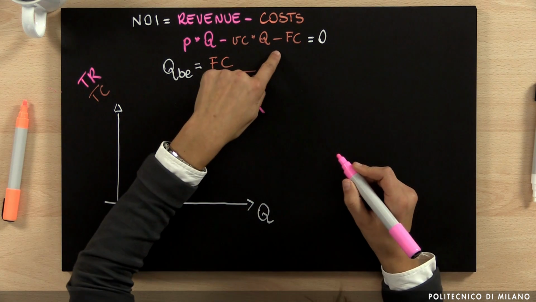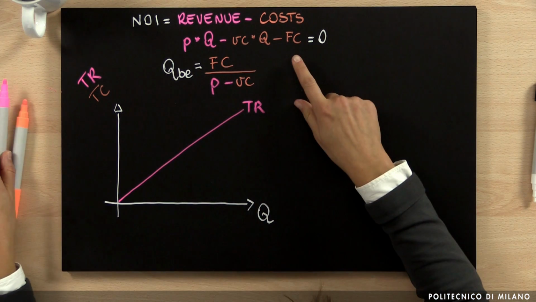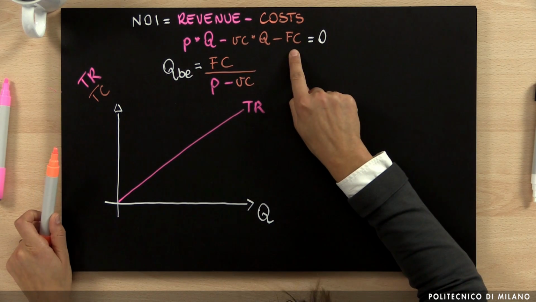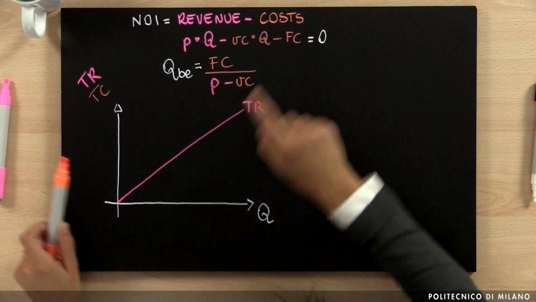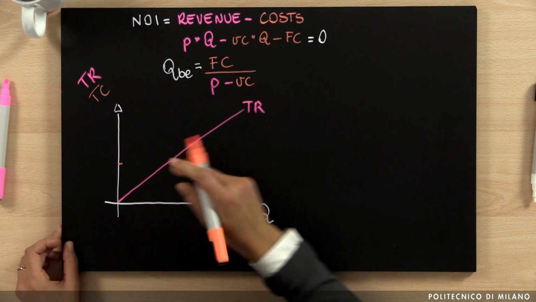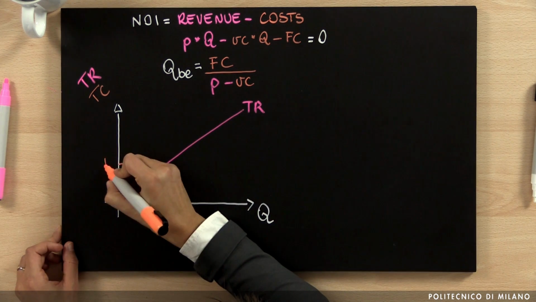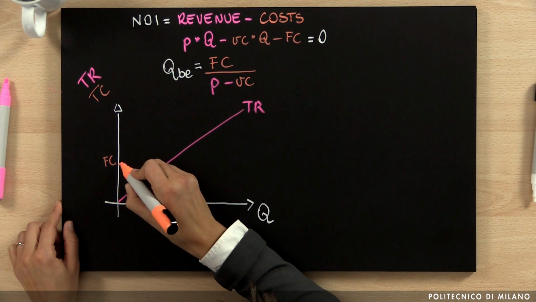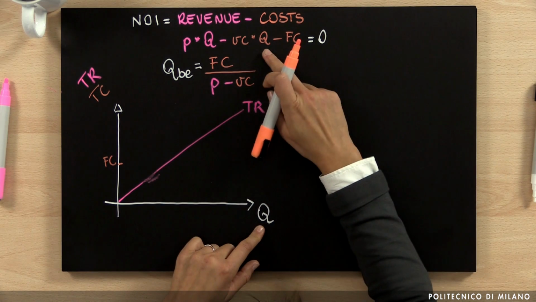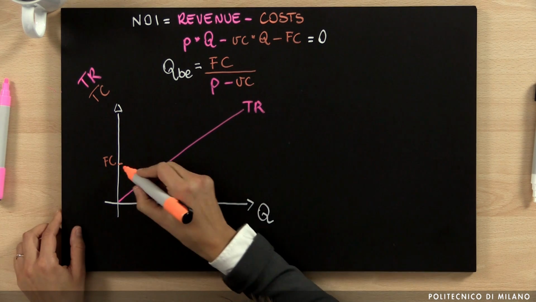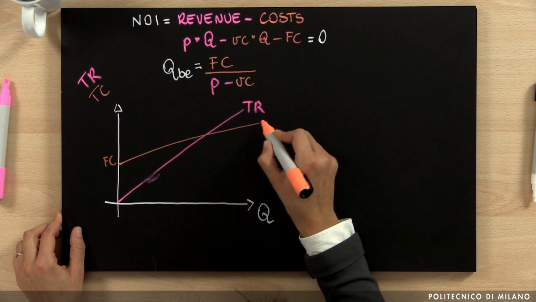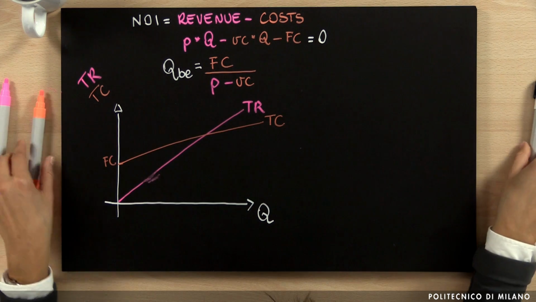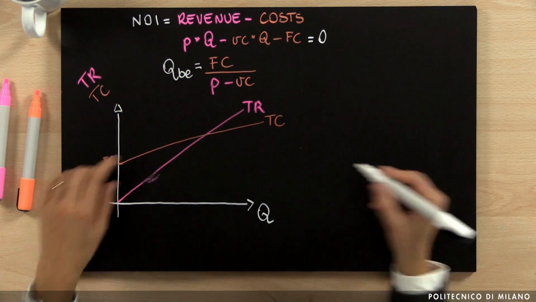We need to do the same with the total cost, but if we look at the formula, even though the quantity equals 0, we have the fixed cost. So the starting point of the shape of the total cost occurs at the value of the fixed cost. Then the higher the quantity we are producing, the higher the total cost. So basically the shape of the total cost will be more or less something like this. You can see that at a certain point, total revenues equal total cost.